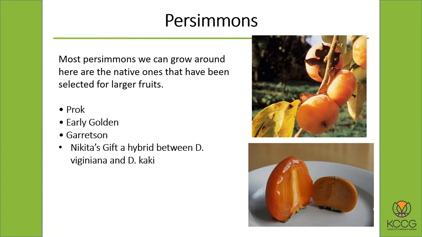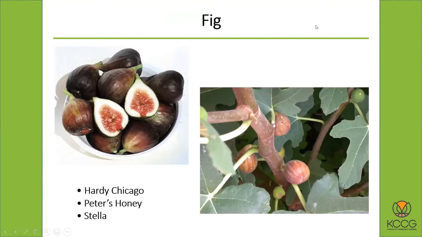And here we have figs. Figs, I don't consider too much of a big food production crop for us around here. It's more of an unusual crop, but it's fun to have a fresh fig. And really around here, we treat figs more as a shrub rather than a tree. So the varieties that we recommend are Hardy Chicago, Peter's Honey, and Stella. And Hardy Chicago is the one that's on the inset here.